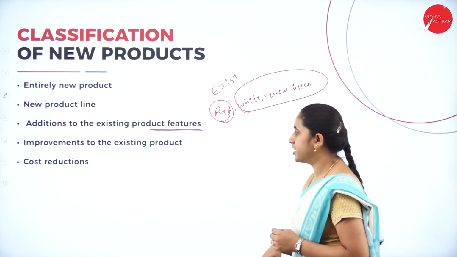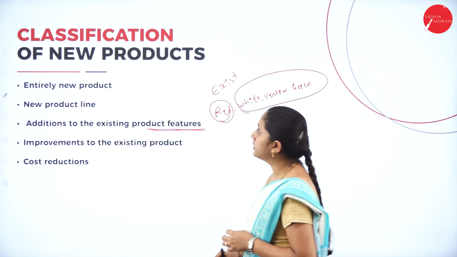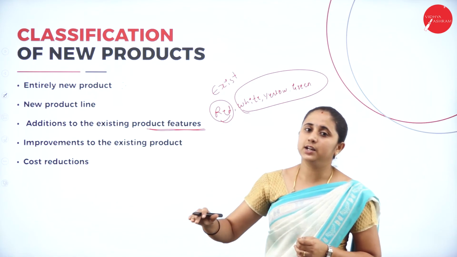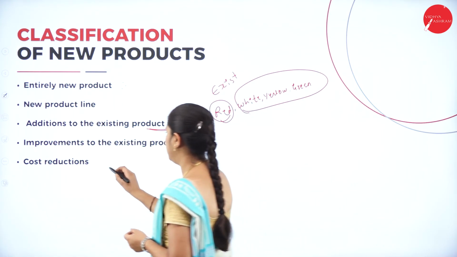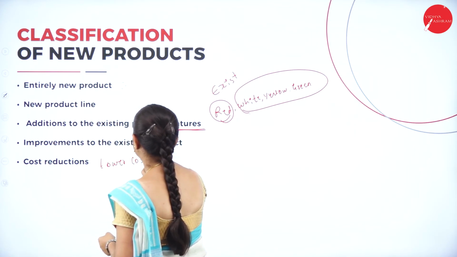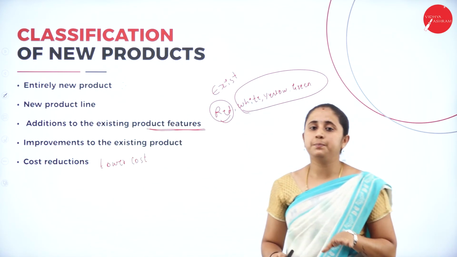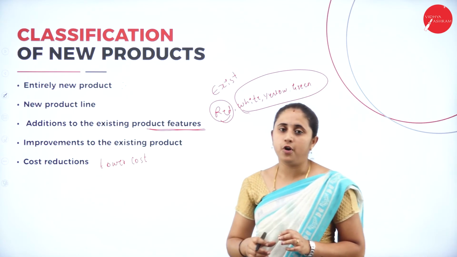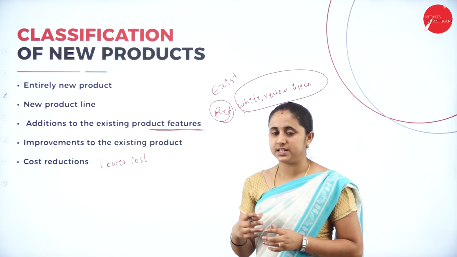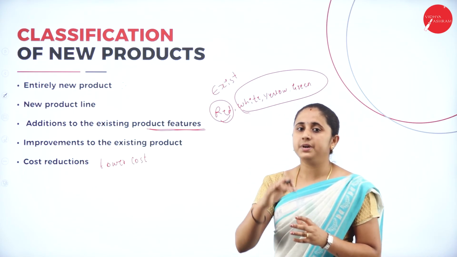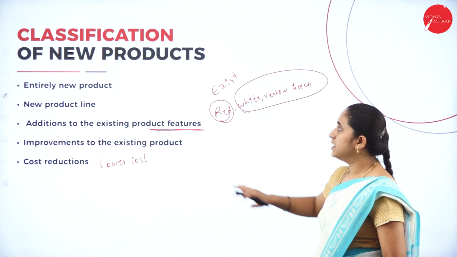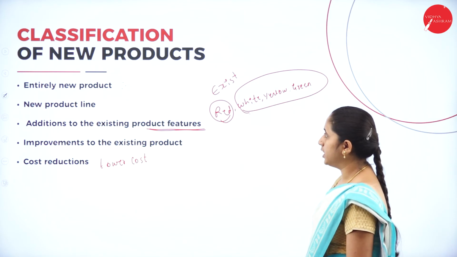Next, cost reduction. Under this type of product, they are going to produce the product with the same performance at a lower cost. They try to reduce the price with the same performance. For example, mixer grinder. With the same performance, we are going to reduce the price for the product. So these all are the classification of new product.